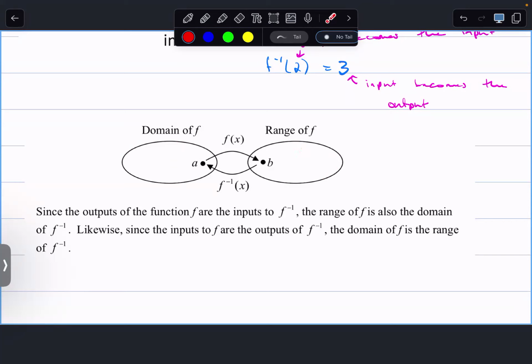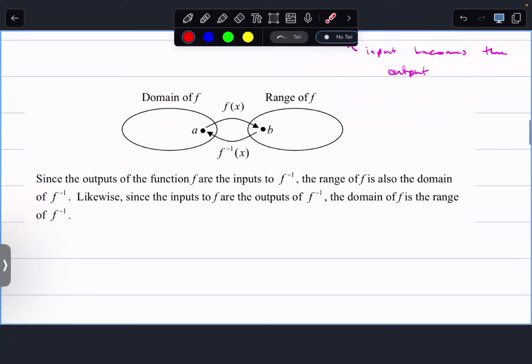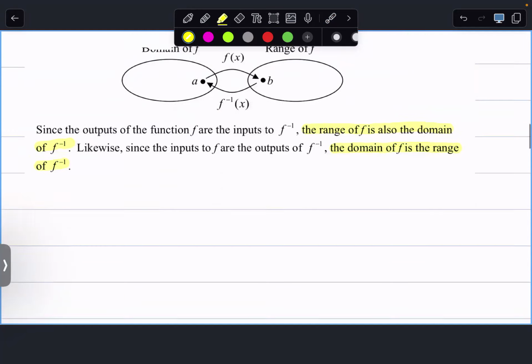So now, if I'm moving in the regular function f of x, then I have an input a and I get an output b. But now, if I'm using the inverse, right, the range of f becomes the domain of the inverse, right? And the domain of f becomes the range of the inverse. So here, I'll highlight the range of f is the domain of the inverse. And the domain of f is the range of the inverse.